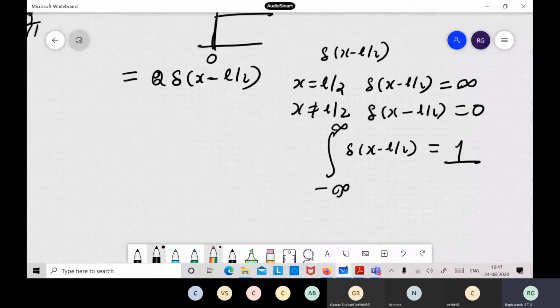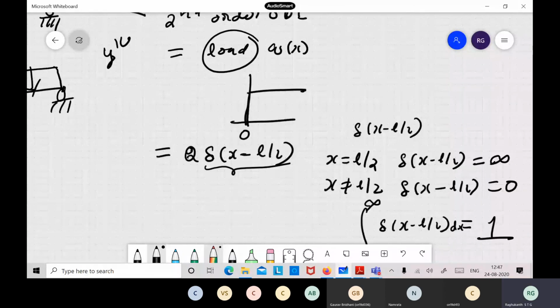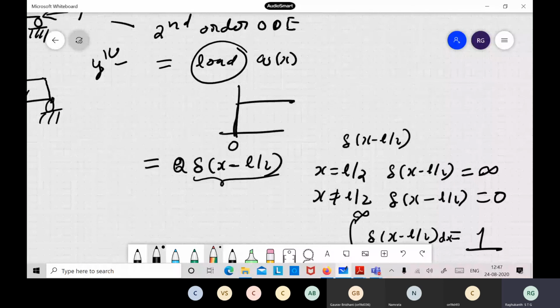Okay. And what's the unit of the Dirac delta function? Now, what's the unit here? Delta x minus L by 2. Tell me, what's the unit of this Dirac delta function? Now we are writing in space. So it's very easy. Your fourth order ODE is whatever you write. Now what will be on the right hand side? Load actually.